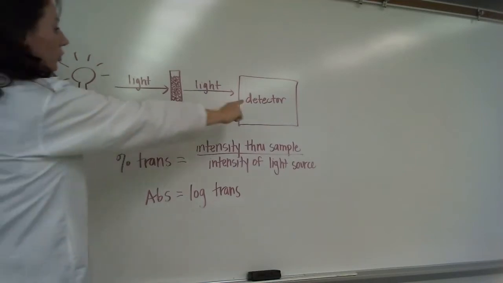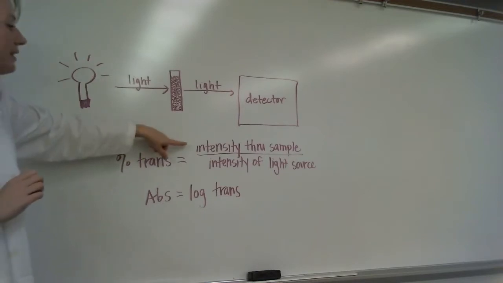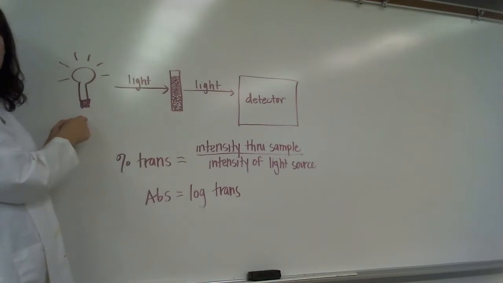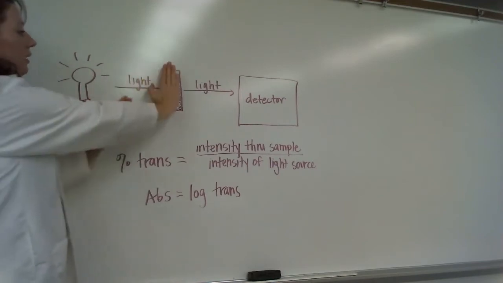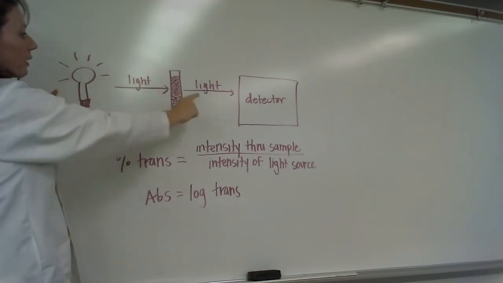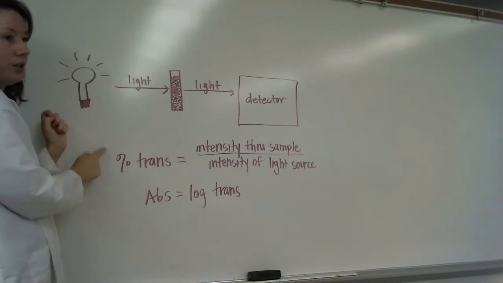So light goes through. Now, you can measure your data in two ways. You can measure it by percent transmittance, or you can measure it by absorbance. So if you're getting transmittance, that's just the intensity of the light that makes it through divided by the intensity of the light by itself, right? So this is what the instrument looks at. It says, okay, this is the light by itself. This is the light once the sample goes through it. Does that make sense? So that's how you get percent transmittance.